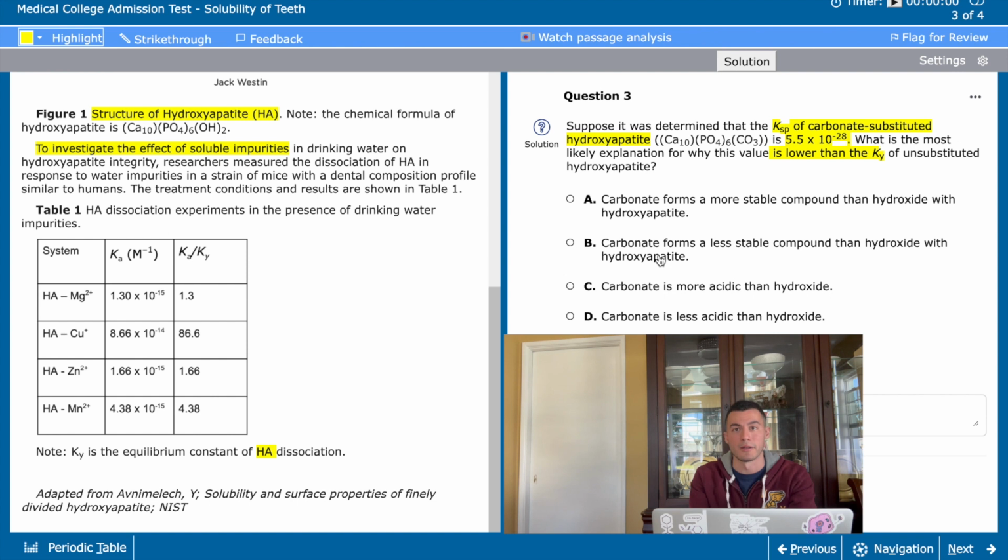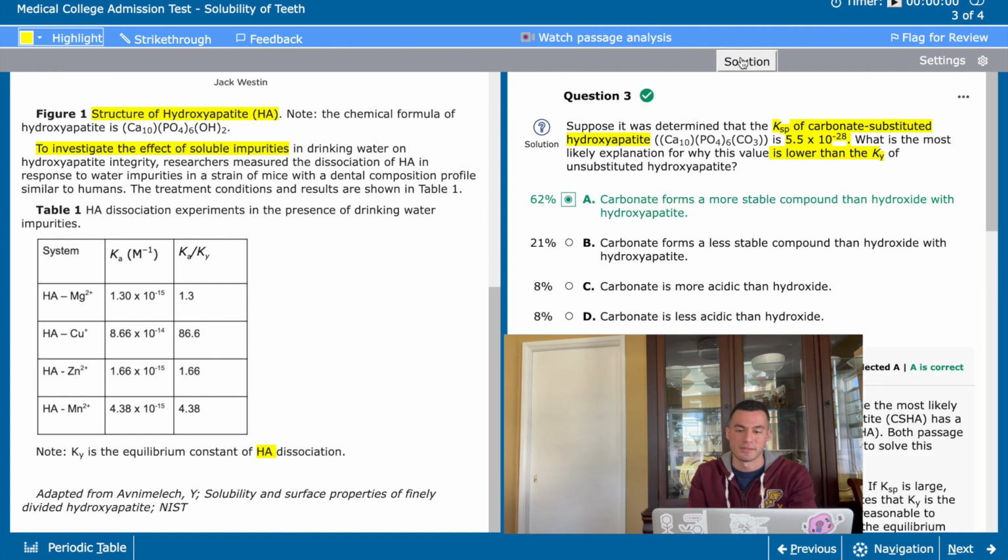They're talking, sorry, I meant to say Ka values, not KSP. Ka is related to acid dissociation, but we're only given KSP, which is related to solubility. So in this case, I do like answer choice A the best. Yup, that's what it ends up being.